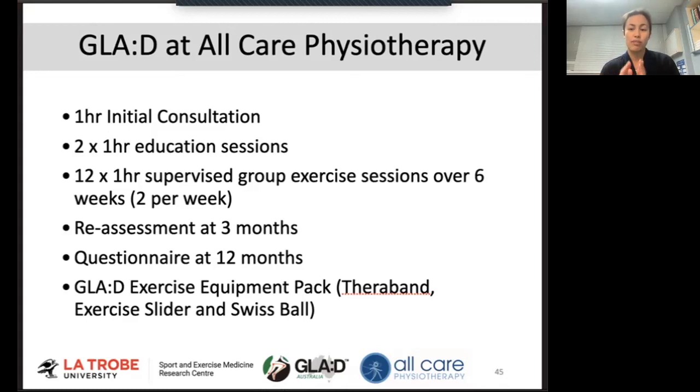But that is all you have to do. You're not expected to do any more exercise apart from those throughout the time. If you want to, you can, but that is the minimum required exercise that you need to do.